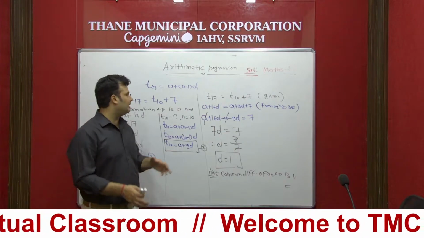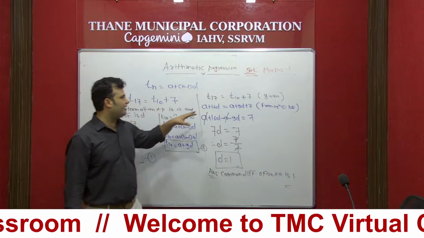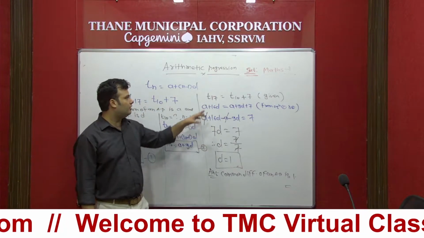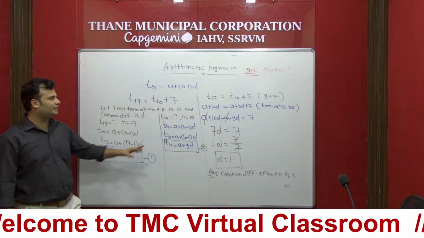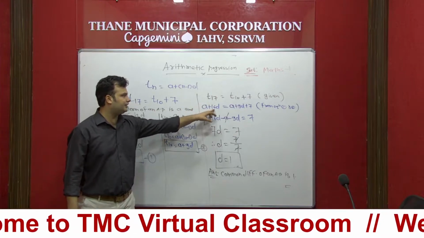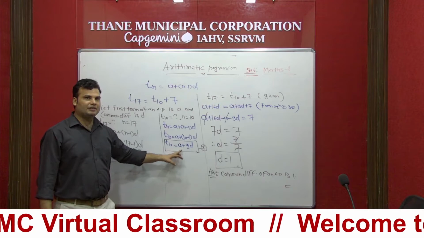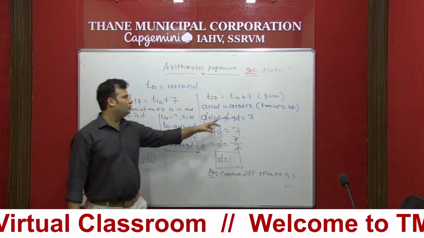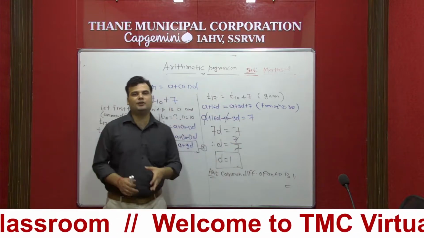Now you can see the given part: T17 equal to T10 plus 7. So we can put the values from equations 1 and 2. In place of T17, we put A plus 16D. Similarly, in place of T10, we put A plus 9D from equation number 2, and it is given plus 7.